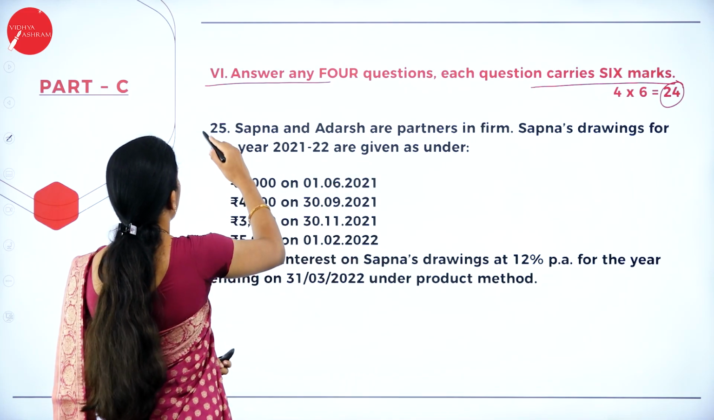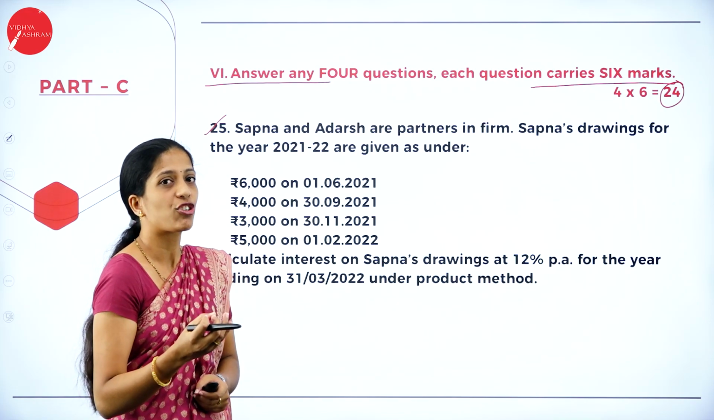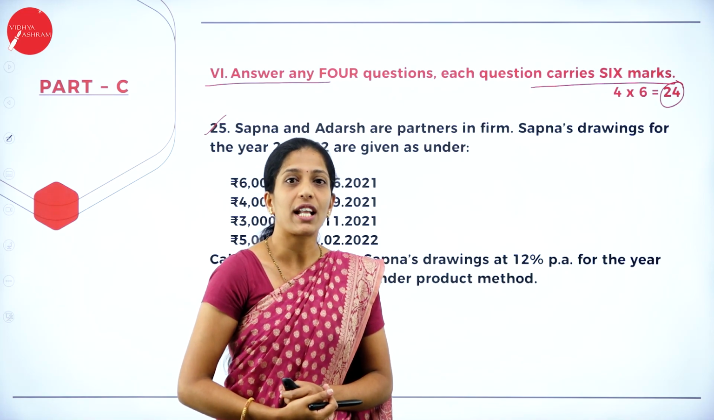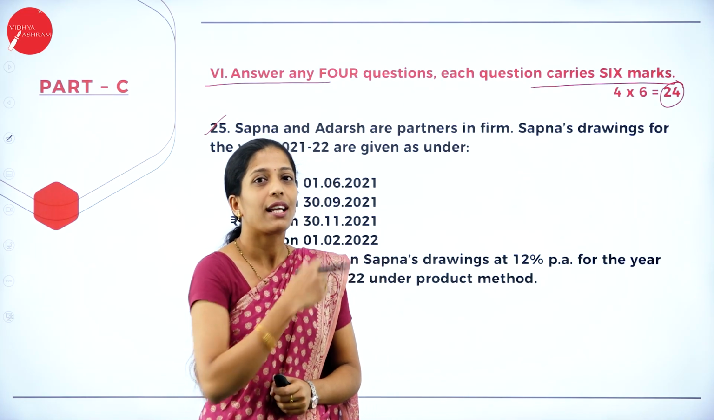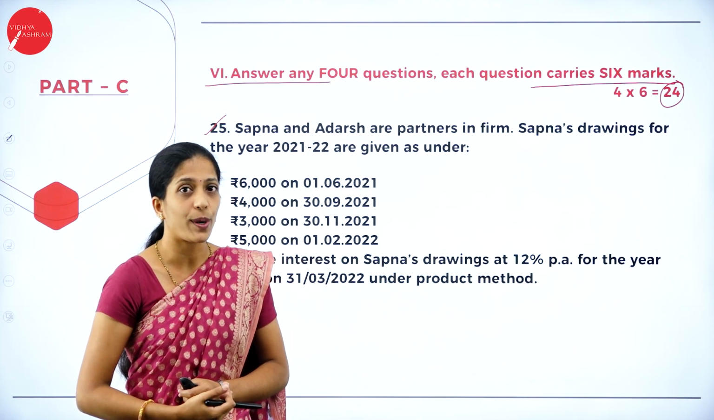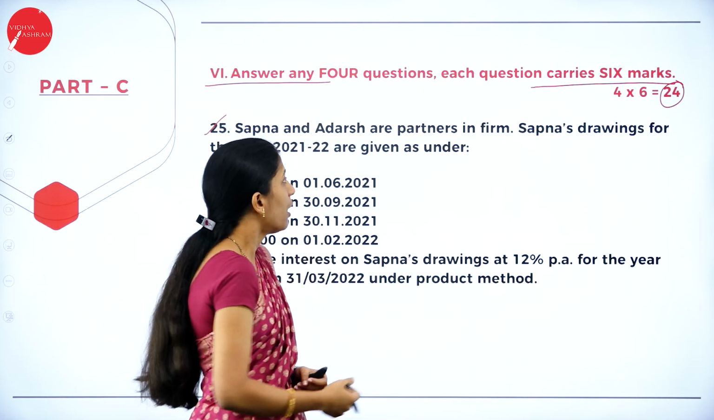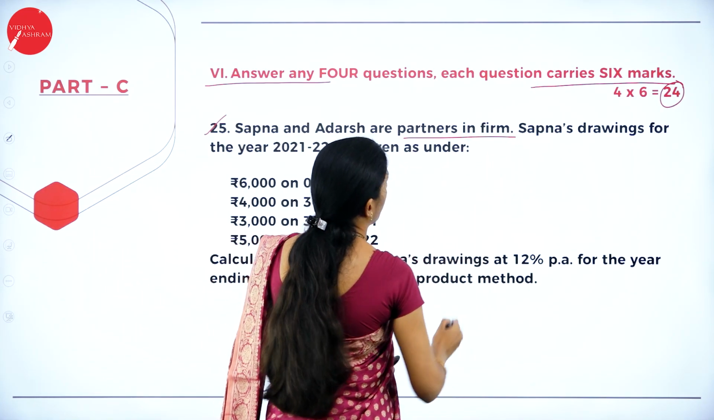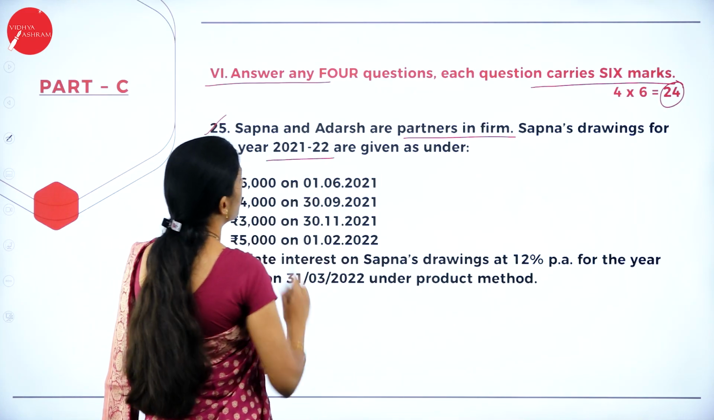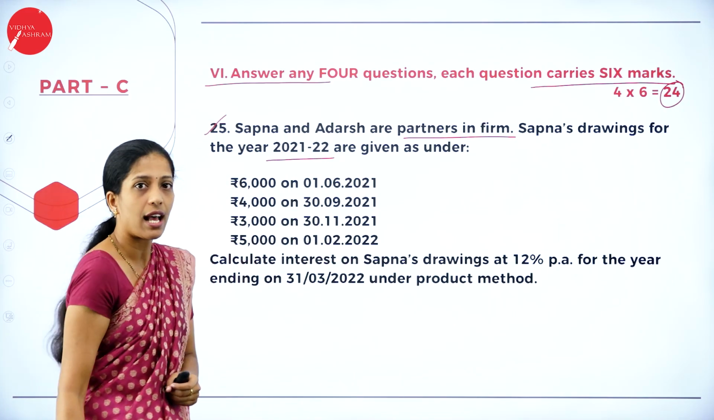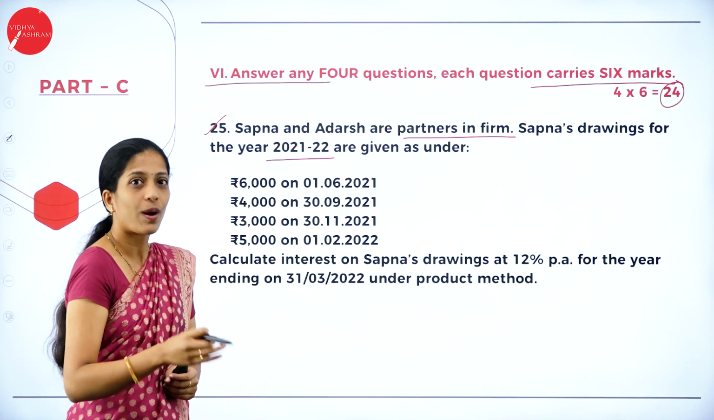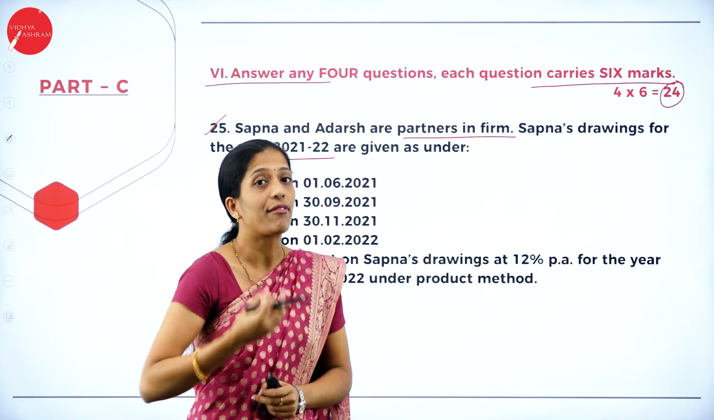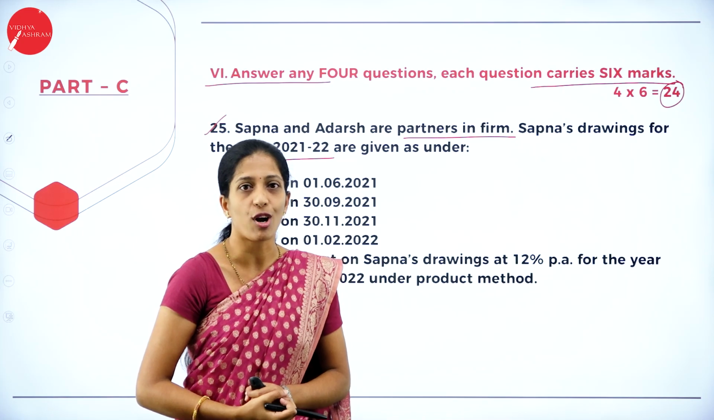Now, go through the first question what they have asked. Normally your first question will be either your calculation of interest on drawings or profit and loss appropriation account. In this model question paper, they have asked a question on interest on drawings. Sapna and Adarsh are partners in a firm. Sapna's drawings for the year 2021-22 are given as under. As per this information, we have to calculate interest on drawings under product method.